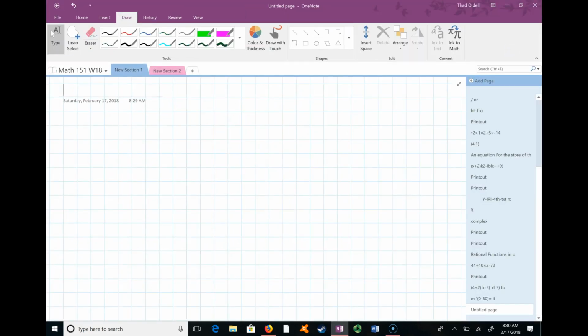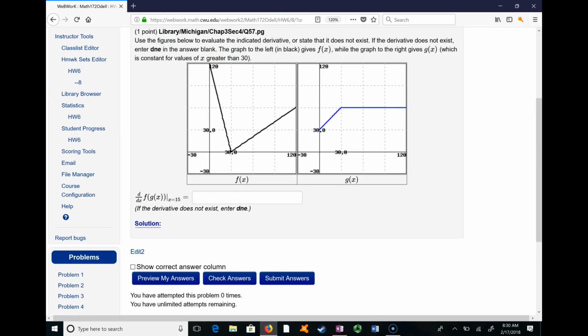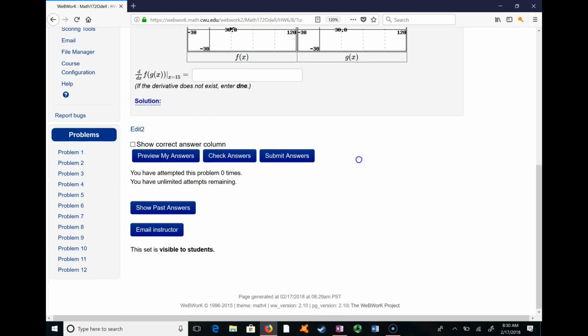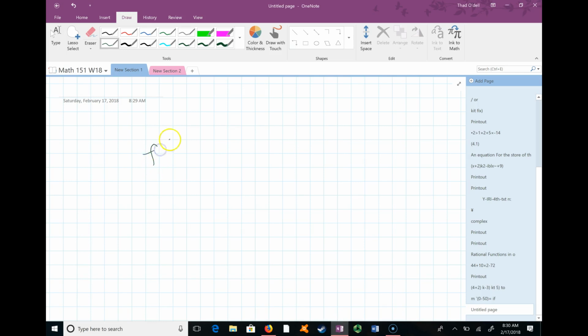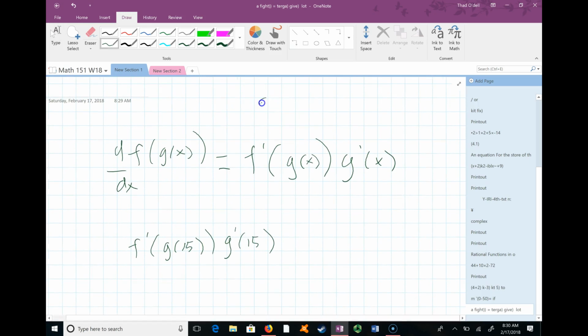Okay. So what we're looking for is f of g of x, taking the derivative of that. So that would be f prime of g of x times g prime of x. And we want to evaluate that at 15, so what we're really looking for is f prime of g of 15 times g prime of 15. So really what we need to do is figure out what g of 15 is and g prime of 15 to start with.